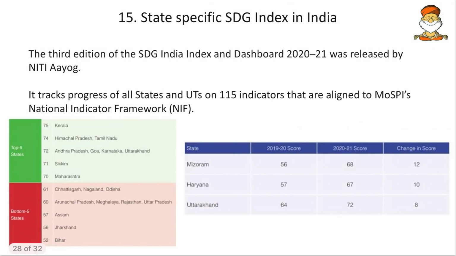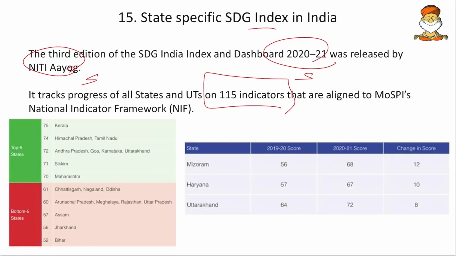And then come to next, the state specific SDG index in India. So Niti Aayog had come up with the state specific SDGs. On the Sustainable Development Goals targets, every state is being assessed and a ranking is given to them. So here we have some of the data. The 2020-21 state SDG index has been released, and it tracks the progress of all states and UTs on 115 indicators that are aligned towards the MOSPI's National Indicator Framework.